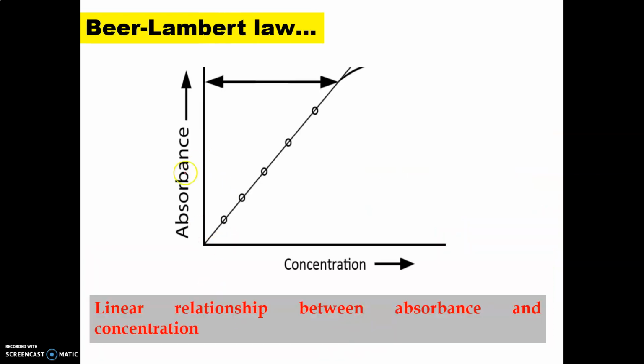So you can see, this is the absorbance versus concentration graph. You can see the linearity between absorbance and concentration, and you can see here there is some deviation. So what causes this deviation? We'll see. So there are limitations of Beer-Lambert law.